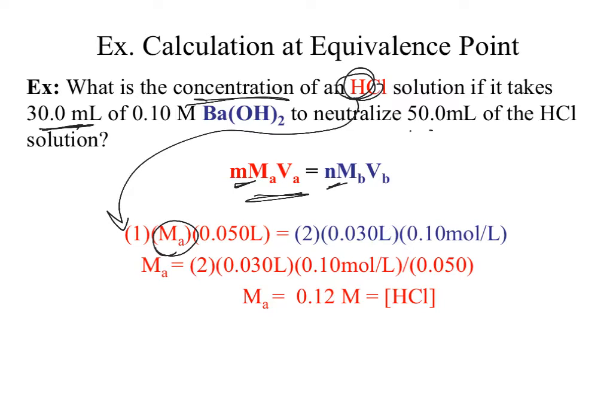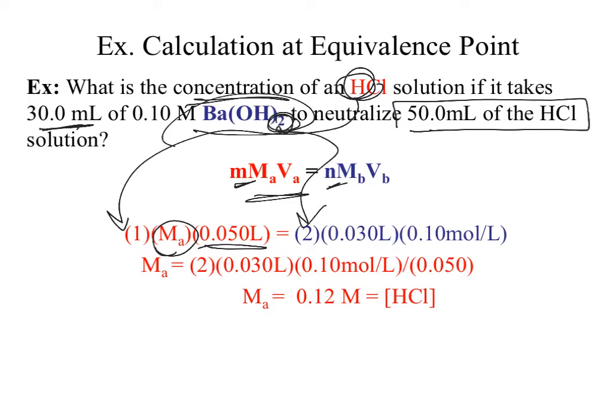Oh, here we go. I got caught up for a minute. Yeah, proves you've got to read carefully. And there are 50 milliliters of the acid. Barium hydroxide, there are 2 hydroxides per 1 molecule, and we have 30 milliliters of barium hydroxide and its molarity.